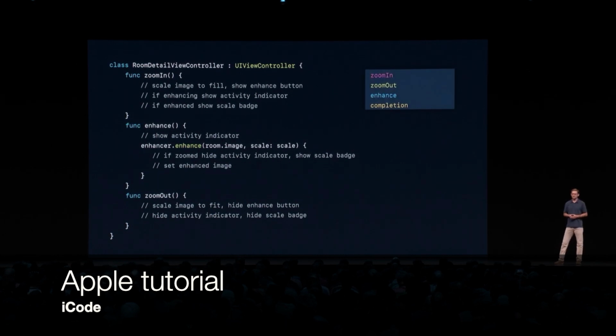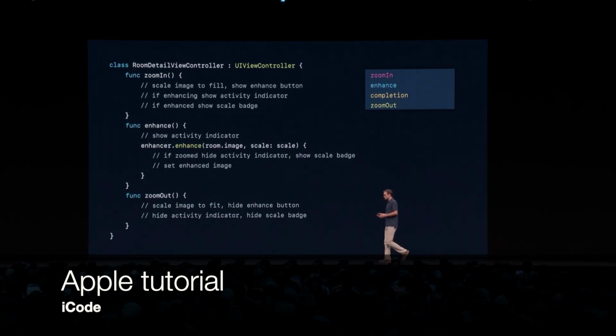In this case, if the user zoomed out and tapped the Enhance button, as it was animating away, the activity indicator would get stuck. These kinds of mistakes are easy to make when you mutate your subviews directly from event handlers, from event handler callbacks, rather than updating your source of truth, and deriving your UI from that.